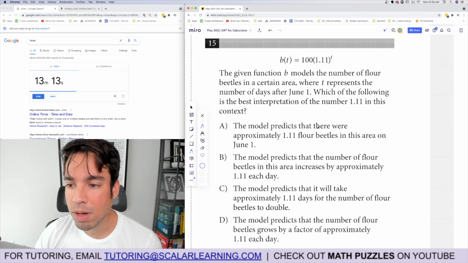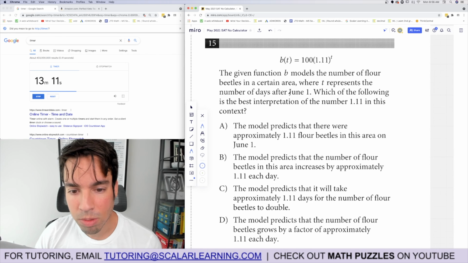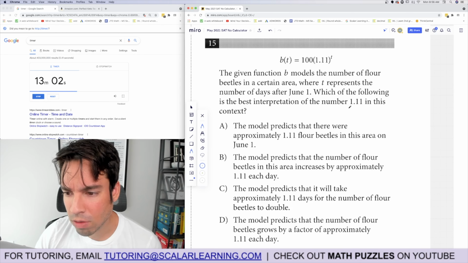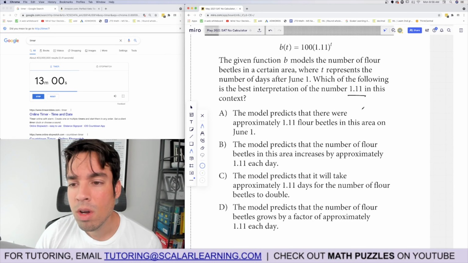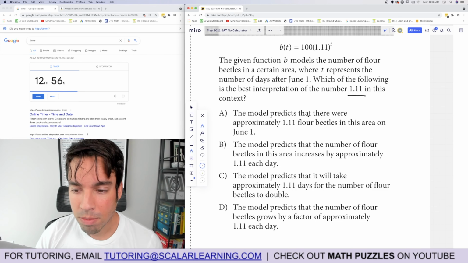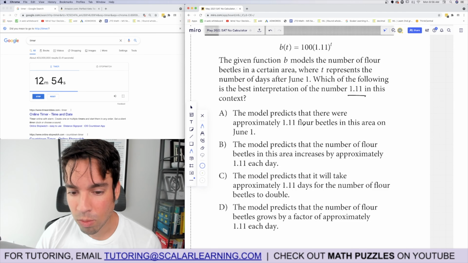The given function b models the number of flower beetles in a certain area, where t represents the number of days after June 1st. So on 0, it's June 1st, 1, it's June 2nd, etc. Which of the following is the best interpretation of 1.11 in this context? So this is obviously an exponential function. It's growing by 11% every day. The model predicts that there were approximately 100 on June 1st. Not that. This is the initial value.